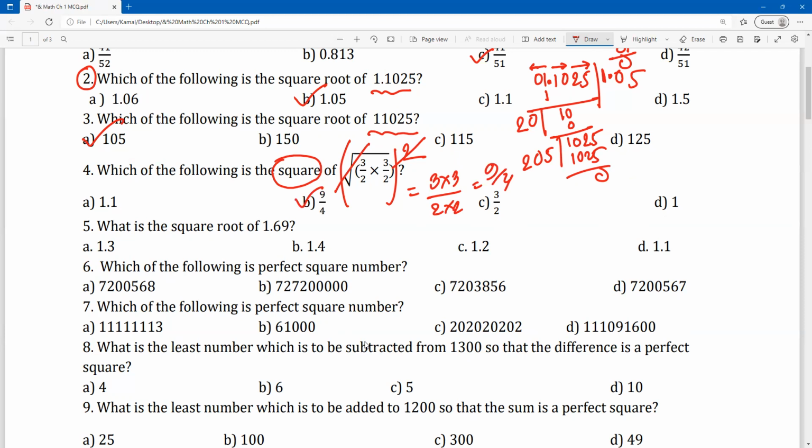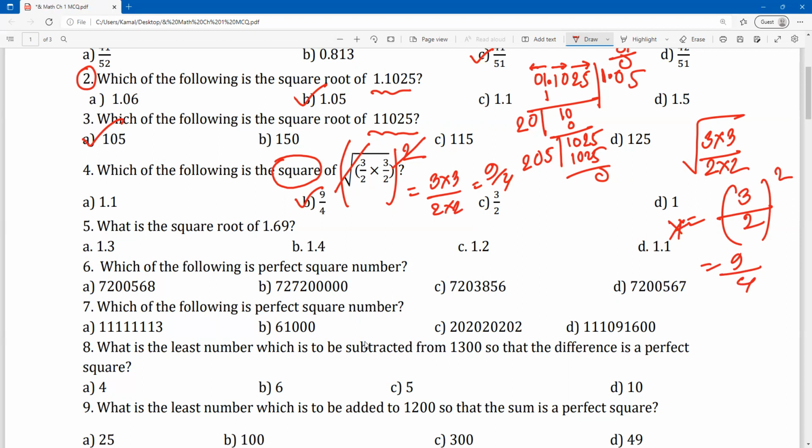Or we can do it this way, like 3 multiply 3 and then 2 multiply 2. From two pairs of the same factor in the square root, you can write one. That is 3, 2 multiply 2, there is another 2. Now, according to the question, find their square. So the square is now 9 by 4. Second step, answer is 9 by 4.